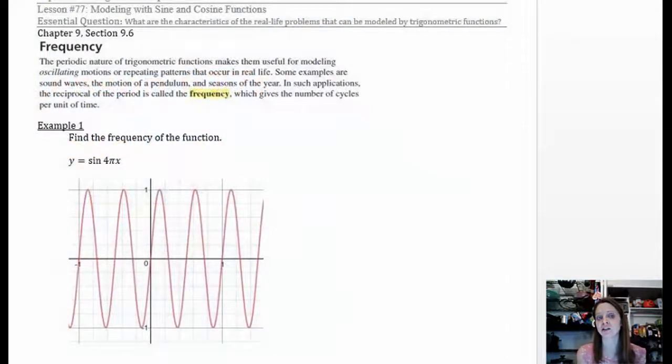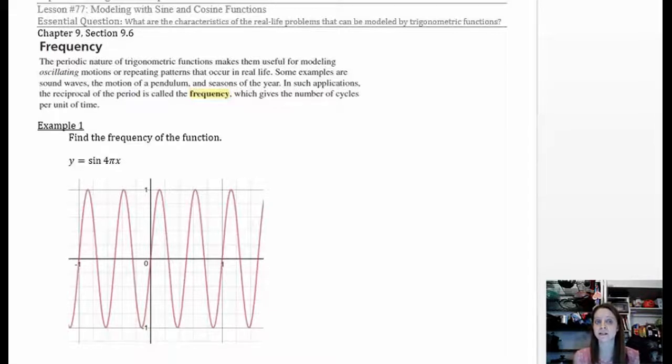The periodic nature of trigonometric functions makes them useful for modeling oscillating motions or repeating patterns that occur in real life. Some examples are sound waves, the motion of a pendulum, and seasons of the year. In such applications, the reciprocal of the period is called the frequency, which gives the number of cycles per unit of time. In example 1, find the frequency of the function.